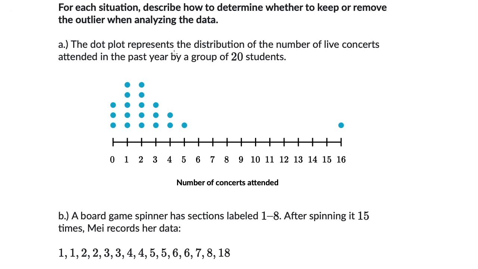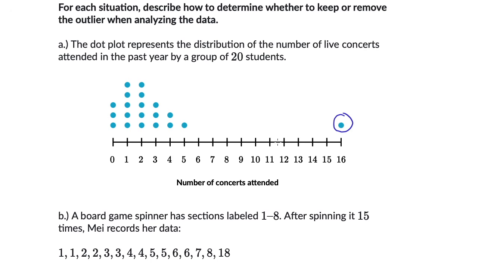The dot plot represents the distribution of the number of live concerts attended in the past year by a group of 20 students. All right, so each of these dots is how many concerts a student attended. So for example, 3 students went to no concerts. 5 students went to 1 concert. And what looks like an outlier, or it is an outlier, that we immediately spot is this one over here. At least the data that I'm looking at right over here is that 1 student said they attended 16 concerts.